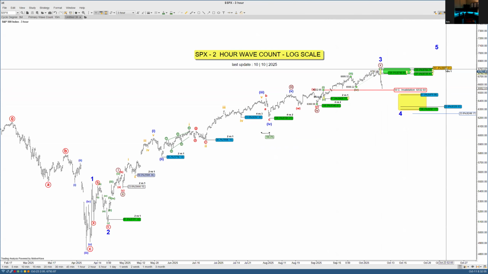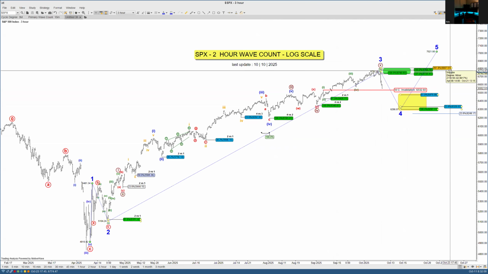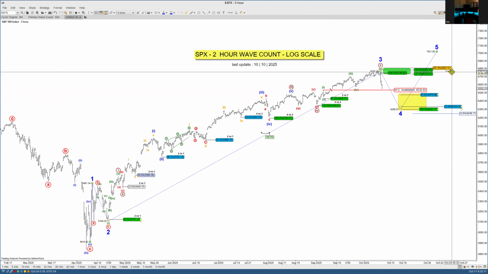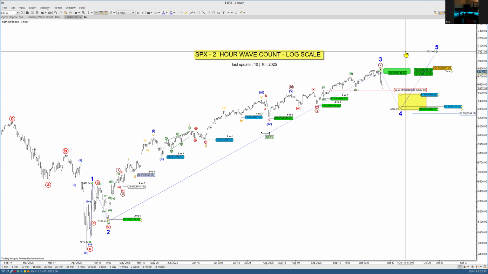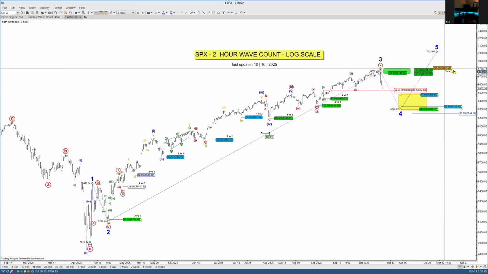Here we are, 3 versus 1. We didn't really test it, I mean, we're close. This is what it is. The third wave can end anywhere. It can extend a little bit more as well. We just simply don't know.